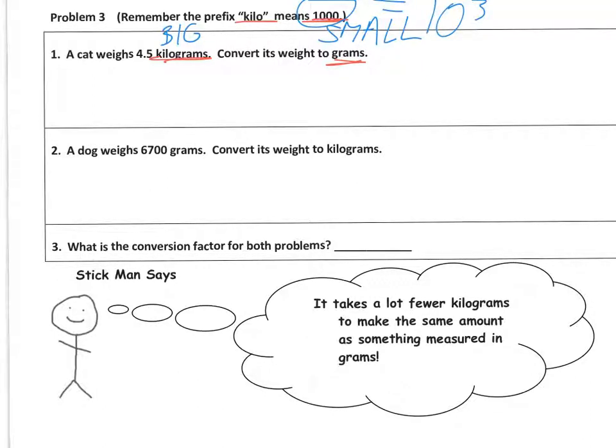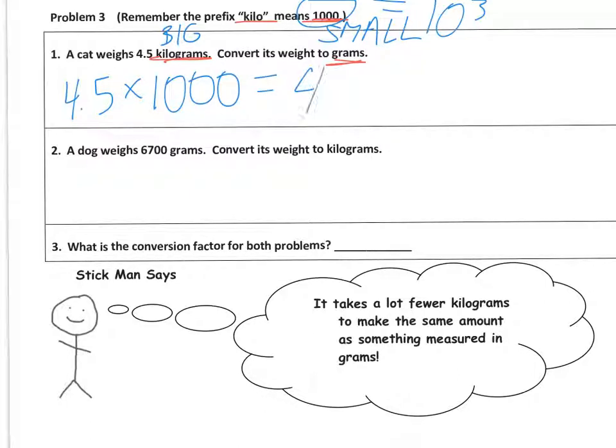So our cat weighs 4 5/10 kilograms. That is a huge cat. How many grams is it? So once again, grams are smaller, so the same weight in grams is going to be a much bigger number. Grams are tiny, so we need way more grams to equal the same amount of weight. Since we need more of the grams, we know we're multiplying. Times what? Times 1,000, or 10 to the third.